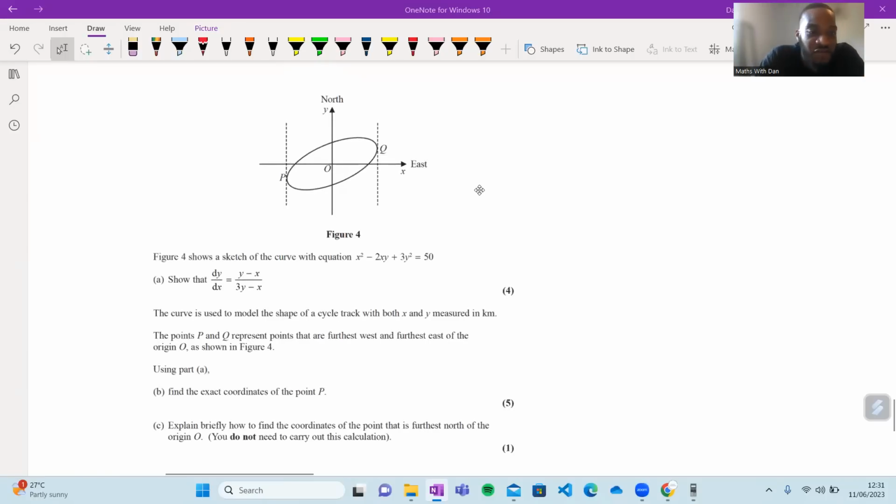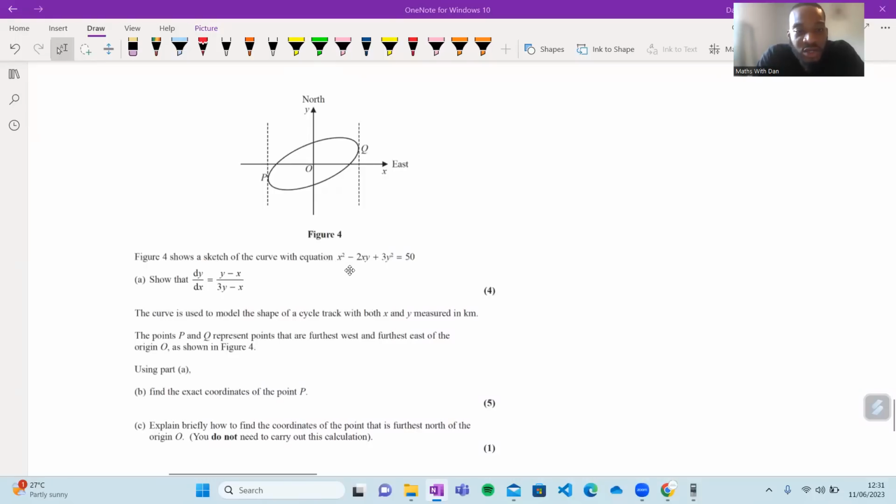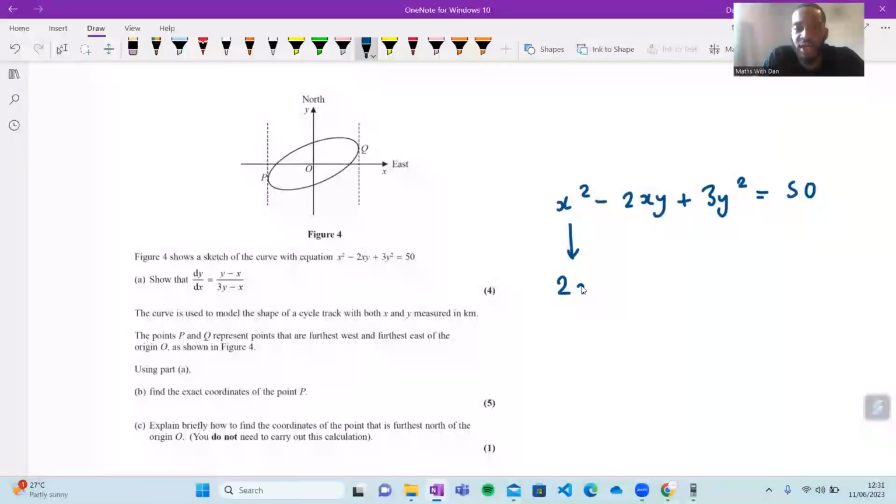So it says figure 4 shows a sketch of the curve with equation x squared minus 2xy plus 3y squared is equal to 50. We need to show that dy/dx is equal to (y minus x) over (3y minus x). So this one here is very, very straightforward. Let's do it super quick time. Now we're going to differentiate. We want dy/dx, so we need to differentiate with respect to x. So this one here will just become a 2x. And then this one, there's a minus here.